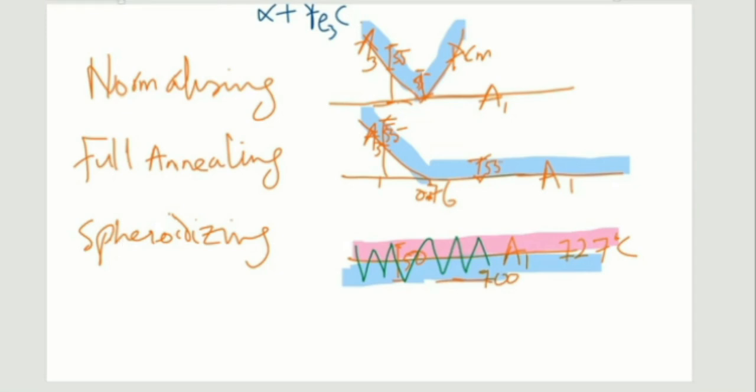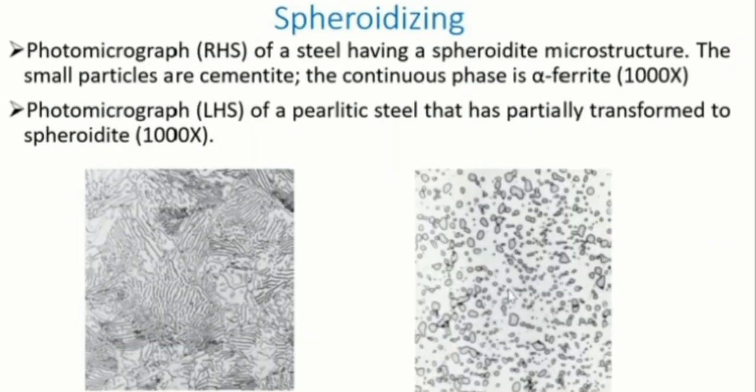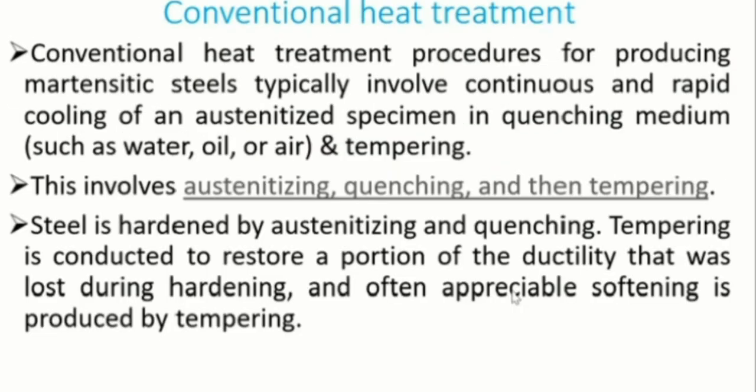So in this case it is heating and cooling alternately within the A1 line. So we've come to the end of our lecture today. I think we stop here at annealing processes, and next week we begin from conventional heat treatment. Thank you. Have a nice day. So we meet next week.